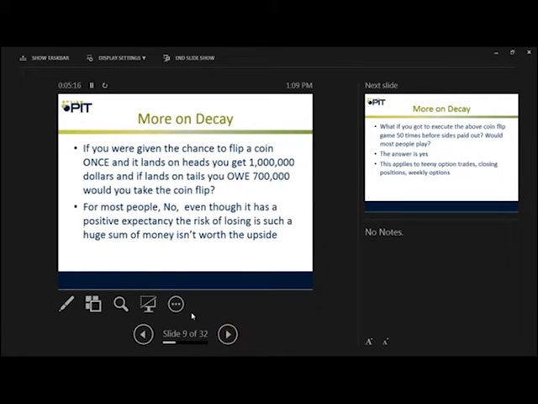If you're given a chance to flip a coin once, and if it lands on heads, you get $1 million, and if it lands on tails, you owe $700,000, would you do that coin flip? What do you think, people? So I'm going to flip a coin, and if it lands on heads, I give you $1 million. If it lands on tails, you give me $700,000.